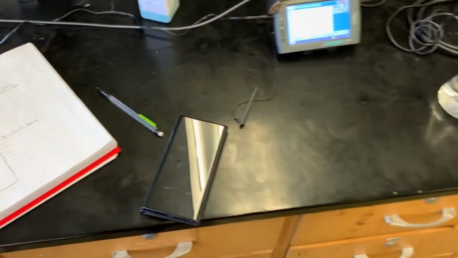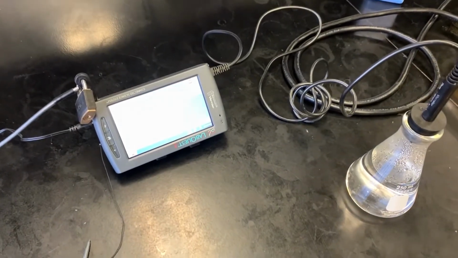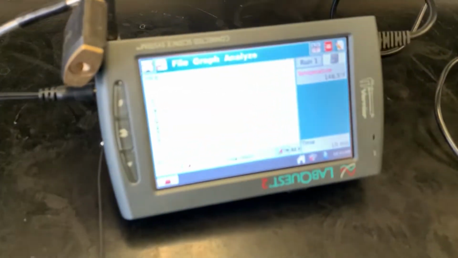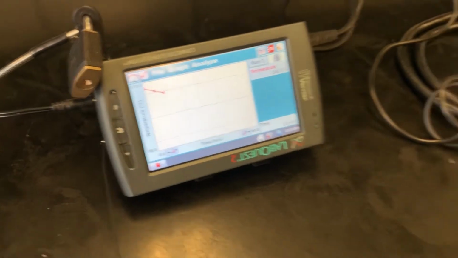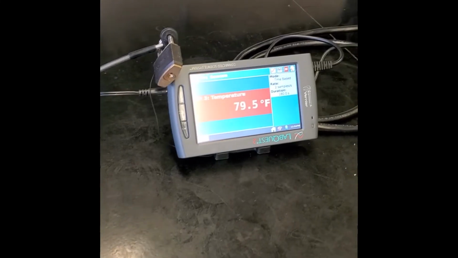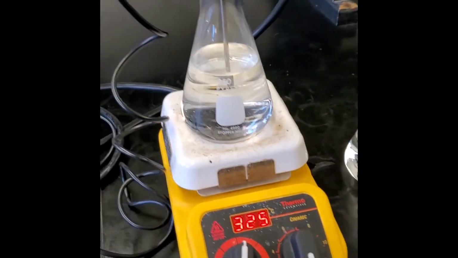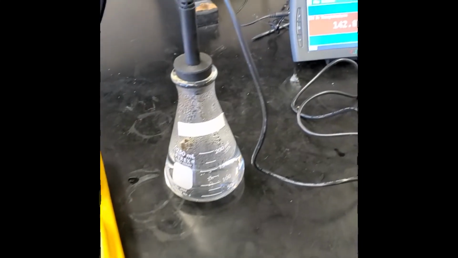To conduct our experiment on Newton's law of cooling, we ran 2 separate trials with 2 250 milliliter Erlenmeyer flasks. One flask was filled with 150 milliliters of water and the other was filled with 200 milliliters of water.